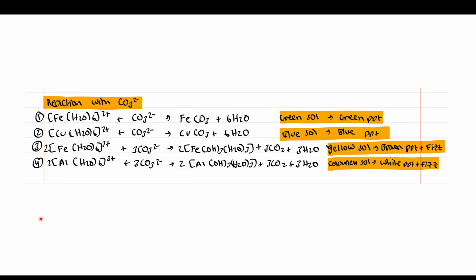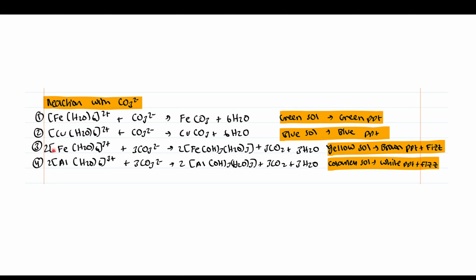Then you've got reactions with CO3 2-. So they're pretty easy to remember. For the first two, you just do one of them. So you add one CO3 2- and you form FeCO3 and 6H2O. And you've got CuCO3 plus 6H2O as well. And they form the natural colors as well, the precipitates, like any other reaction.